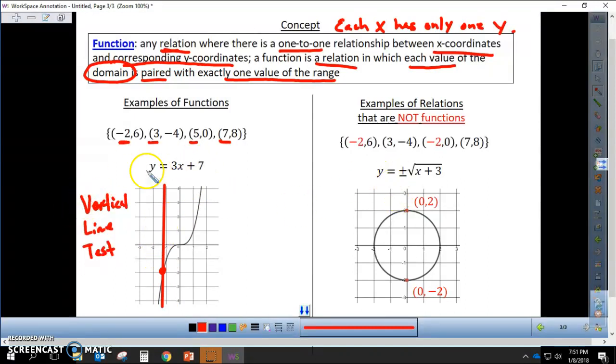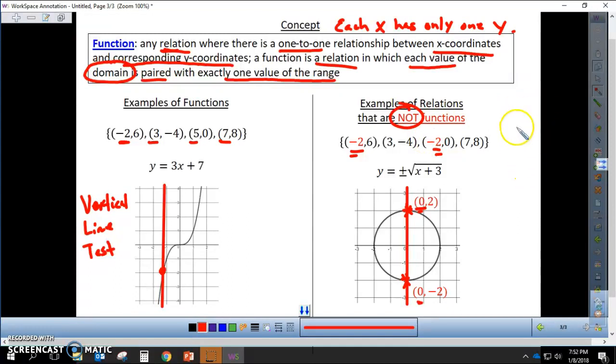Now, if we do that vertical line test over here, and I draw a line right down the middle, you'll see that this x value of 0 has two y values. Okay, now that is not a function, right? My x value repeats and its y values are different. So these are not functions.